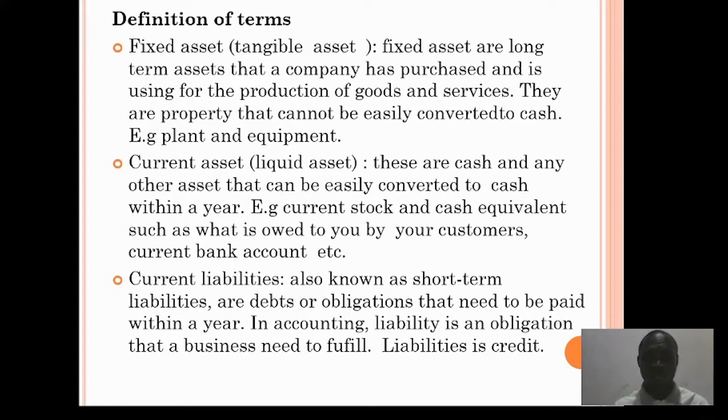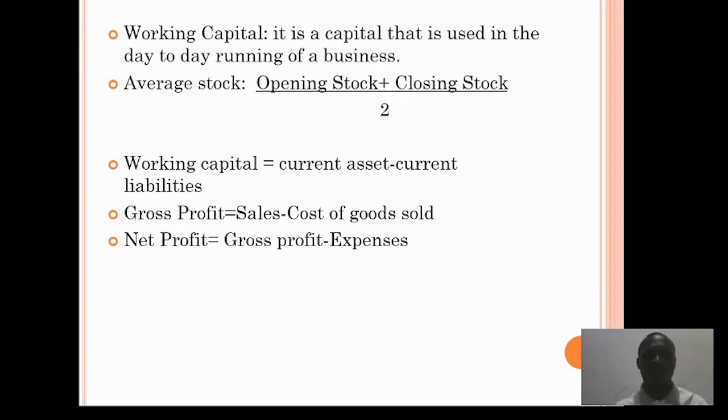And then we have the current liabilities, also known as the short-term liabilities. Here they refer to the debts that a firm might owe the supplier of certain goods or services. So current liabilities are debts that are to be paid by a firm. Then we have working capital, which is the capital that is used for the day-to-day running of a business. Now you know we have different types of capital. What we are considering here is working capital, which is the capital for the daily running of a business.